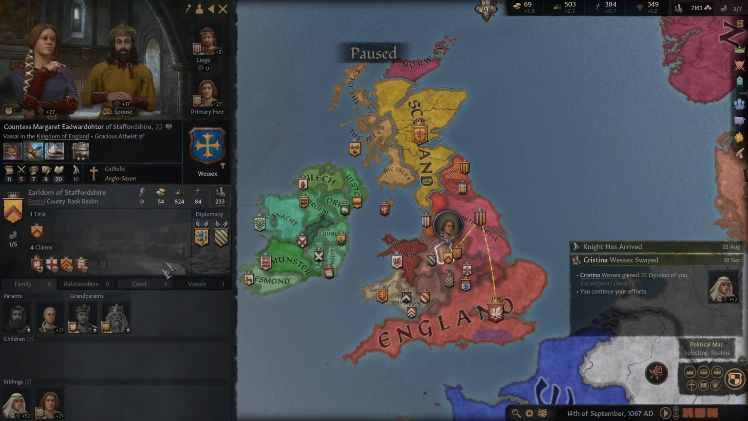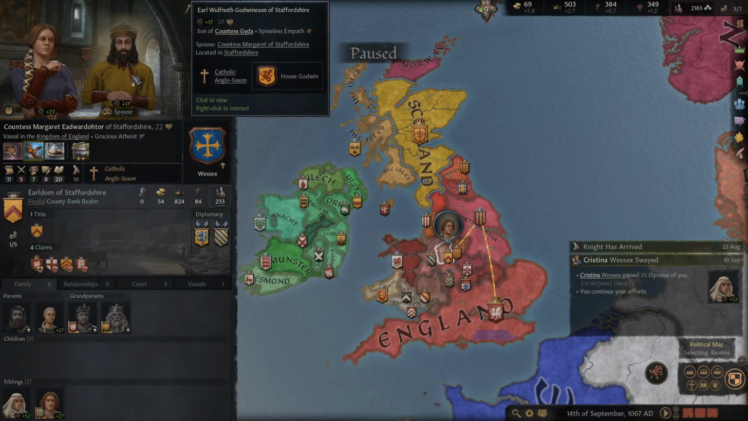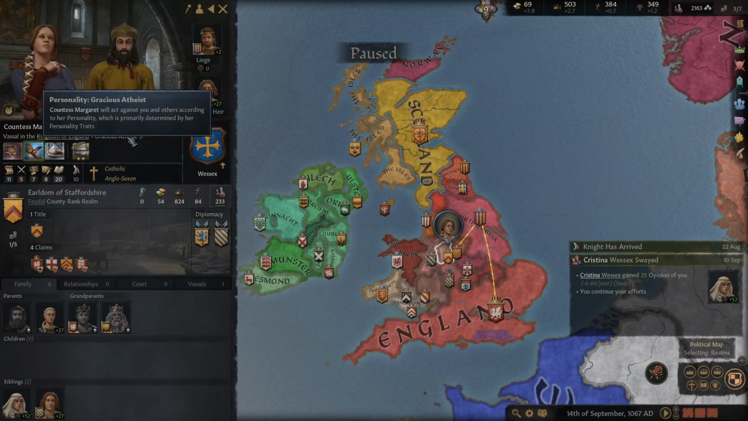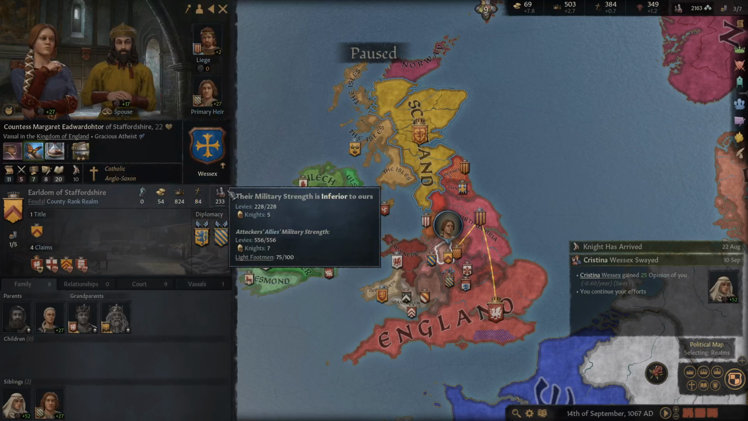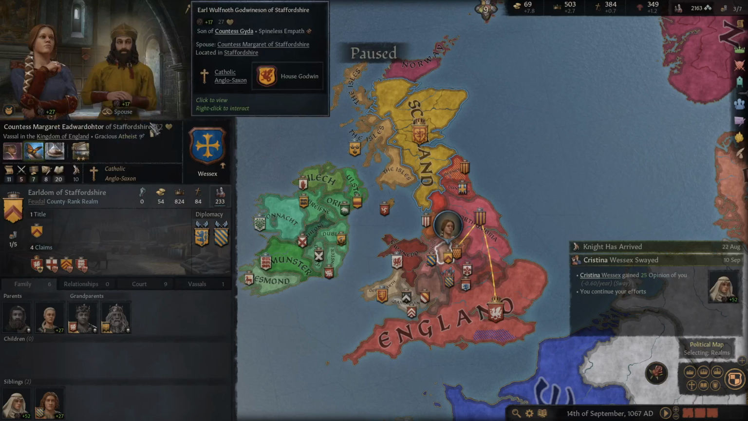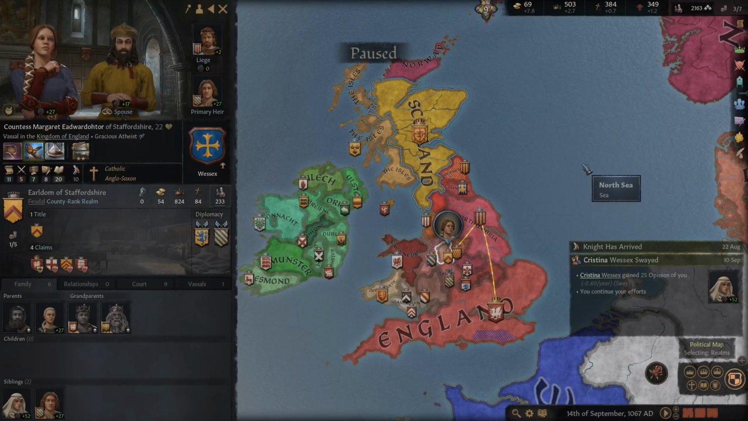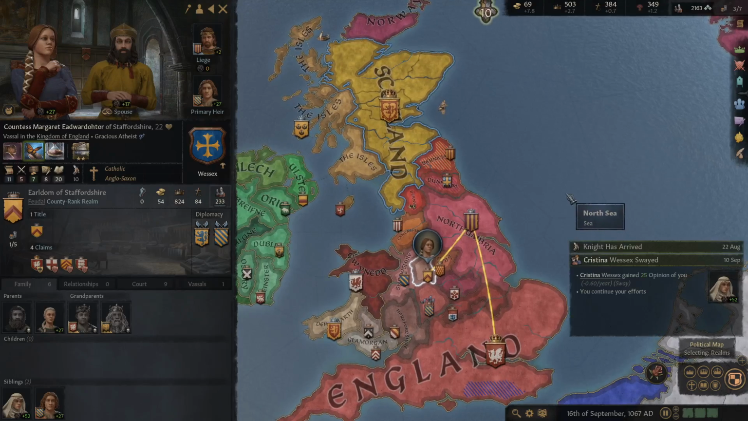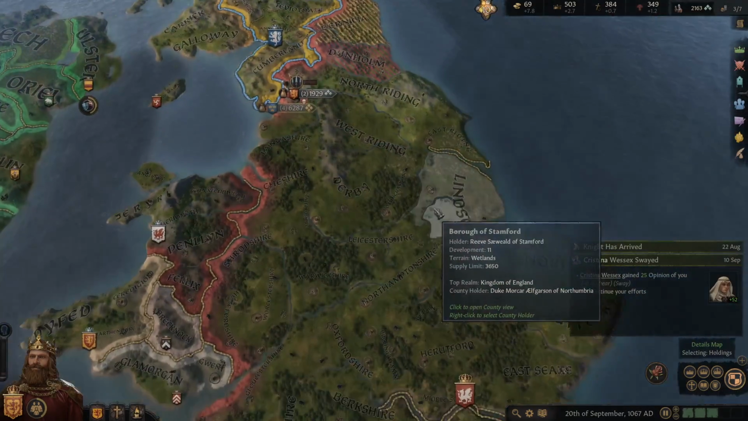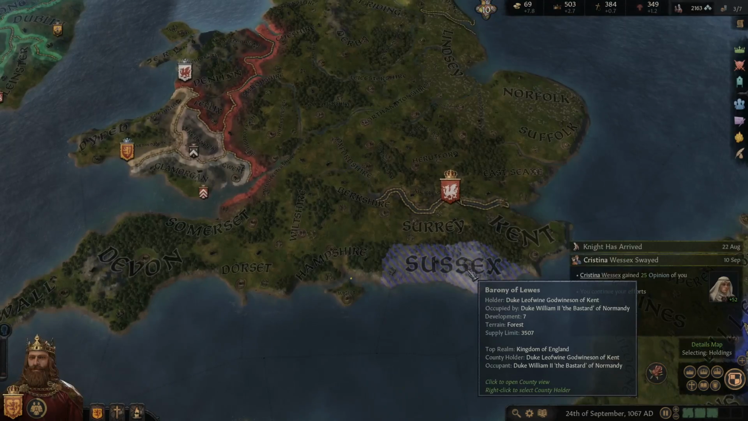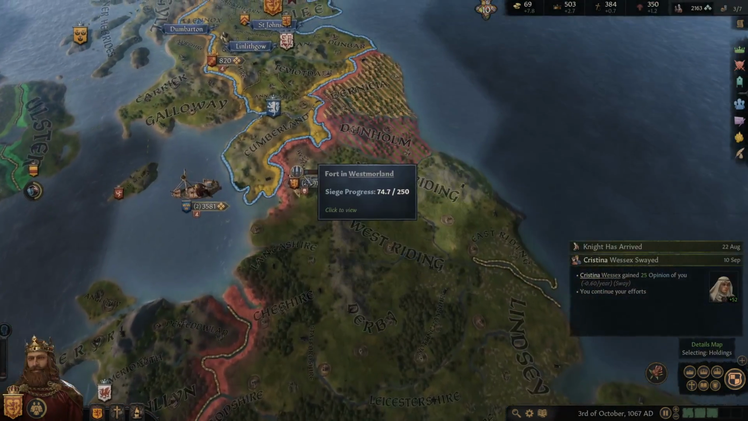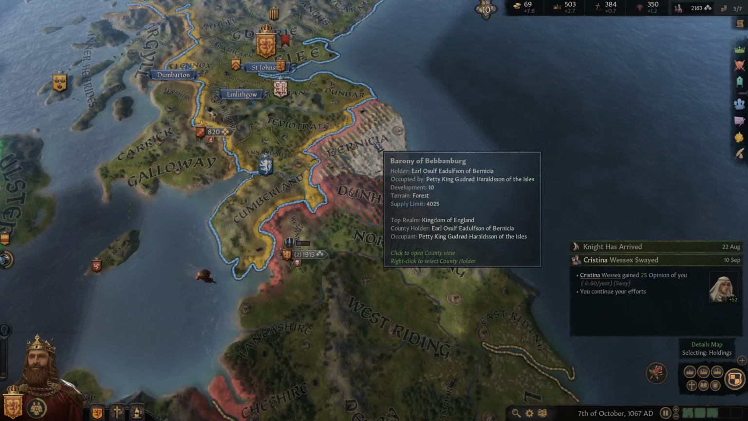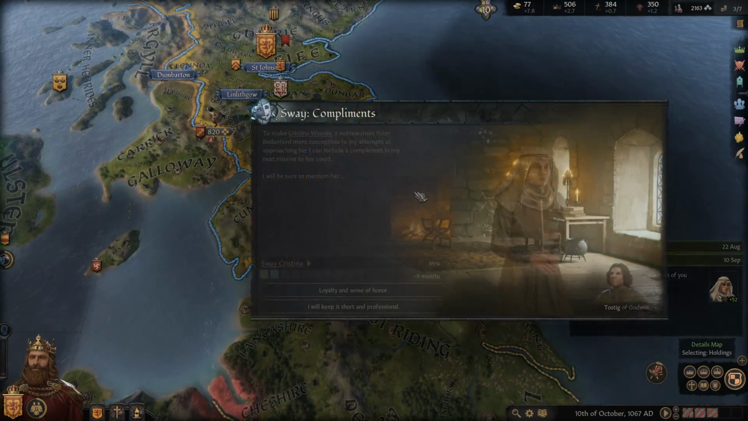Let's see, Countess Margaret of Staffordshire, a gracious atheist. Ah, man, I just don't know how we're gonna do this. Focusing on medicine lifestyle. I think we might have to abandon that little scheme. How's this going? Okay, William of Normandy has occupied Sussex, and Harald is going wild in the north.